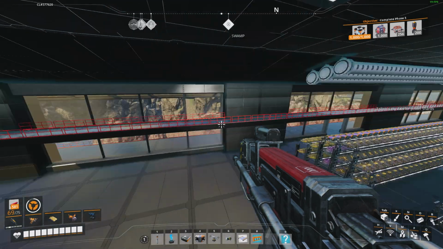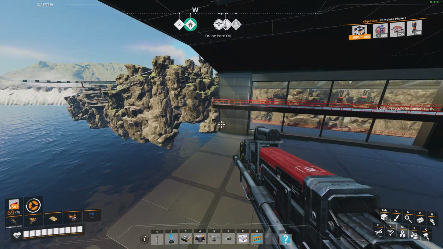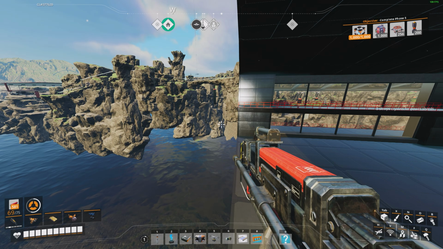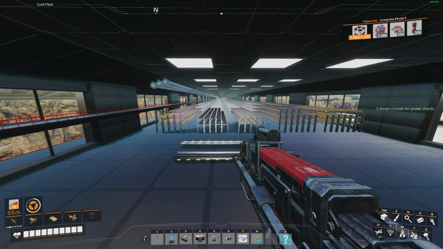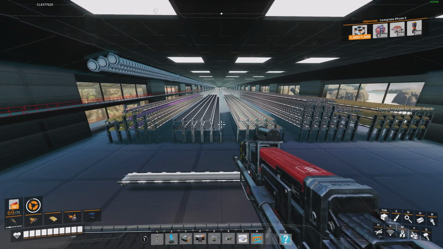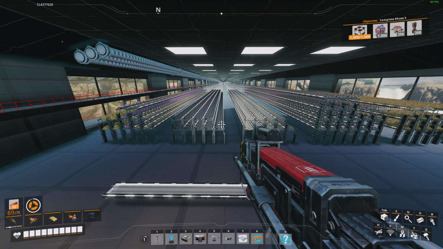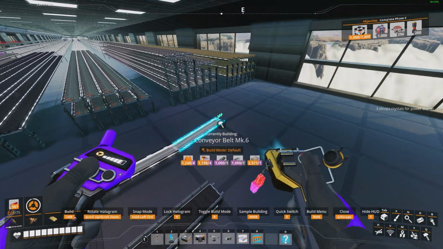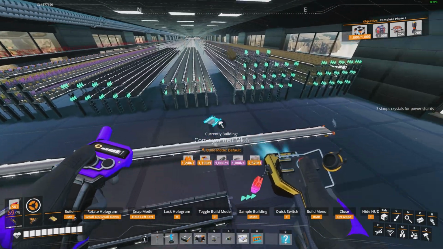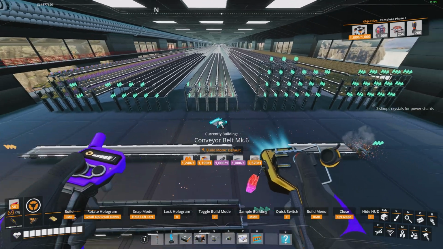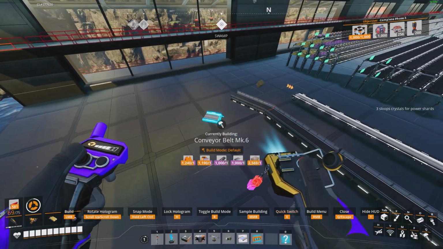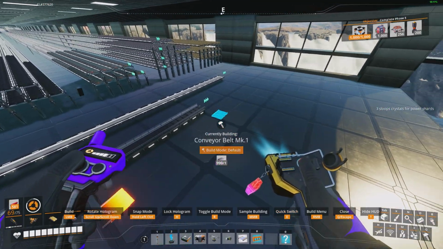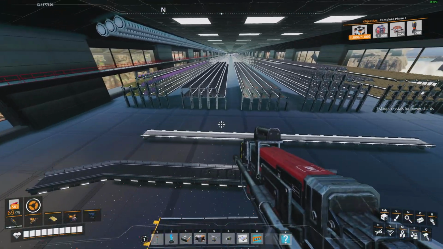So what I did was I loaded my save back when it was significantly smaller. This save is about 30 megabytes large, and there is about 1500 kilometers of Mark 6 belts. And as you'll see with the Mark 6 belts, when you place them, you get that lag and that stutter. When you place the Mark 5 and any other belt, you don't get any lag at all.